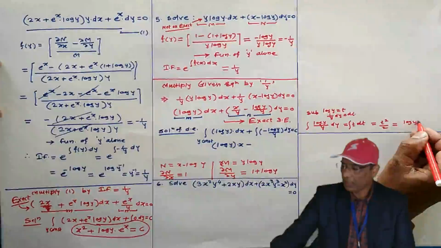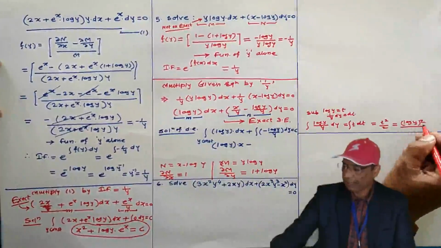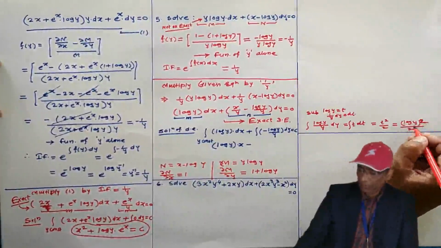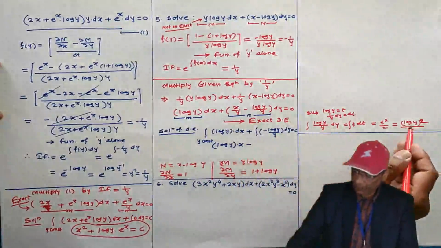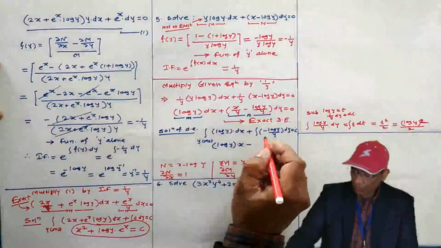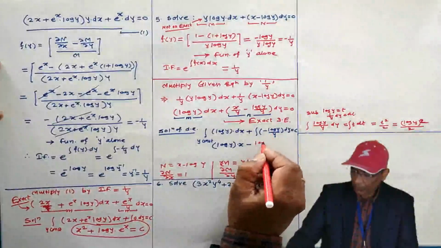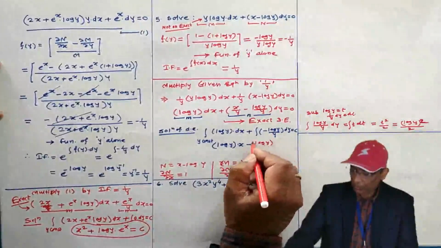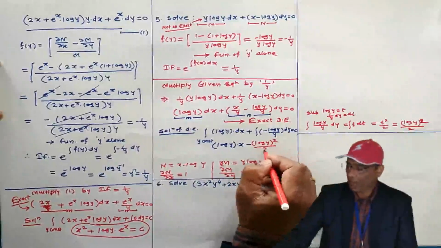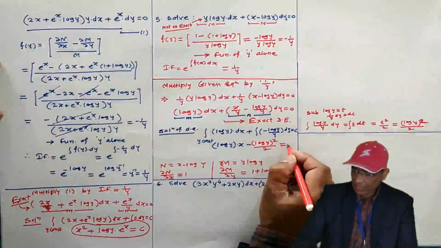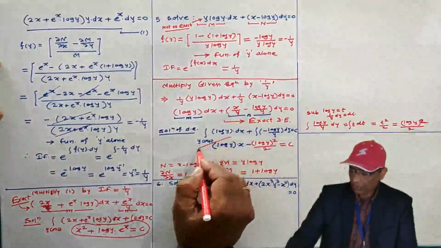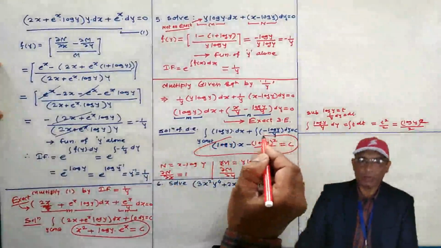The integral of log y by y is log of y whole square by 2. Integral of this is log of y whole square by 2. The integral of log y by y I have solved separately, equal to c. Now this is the solution of this differential equation.